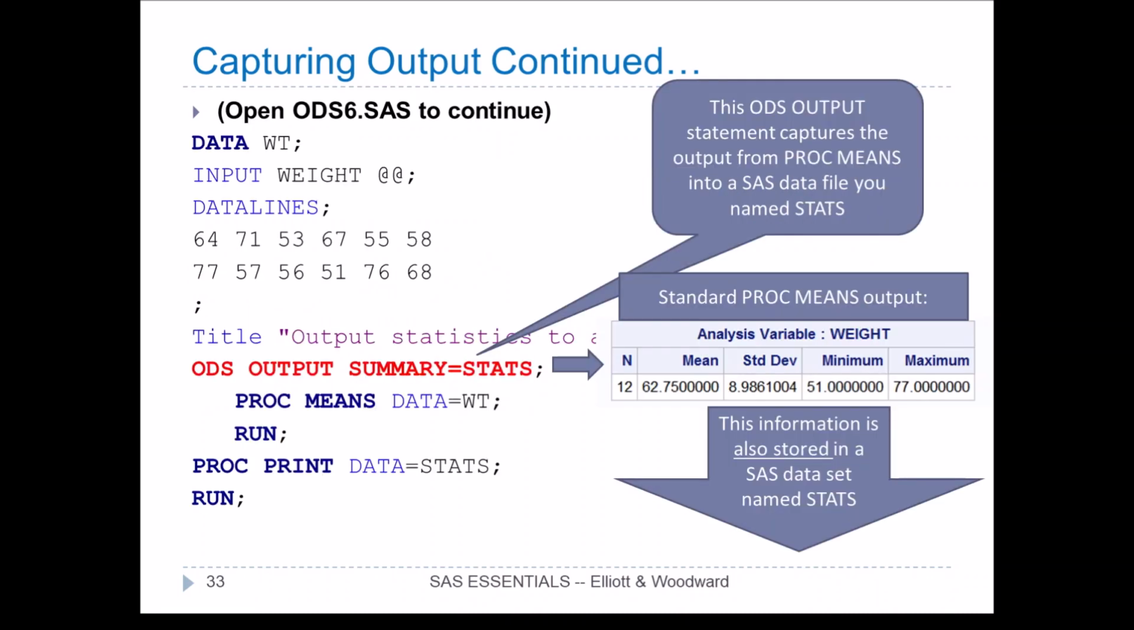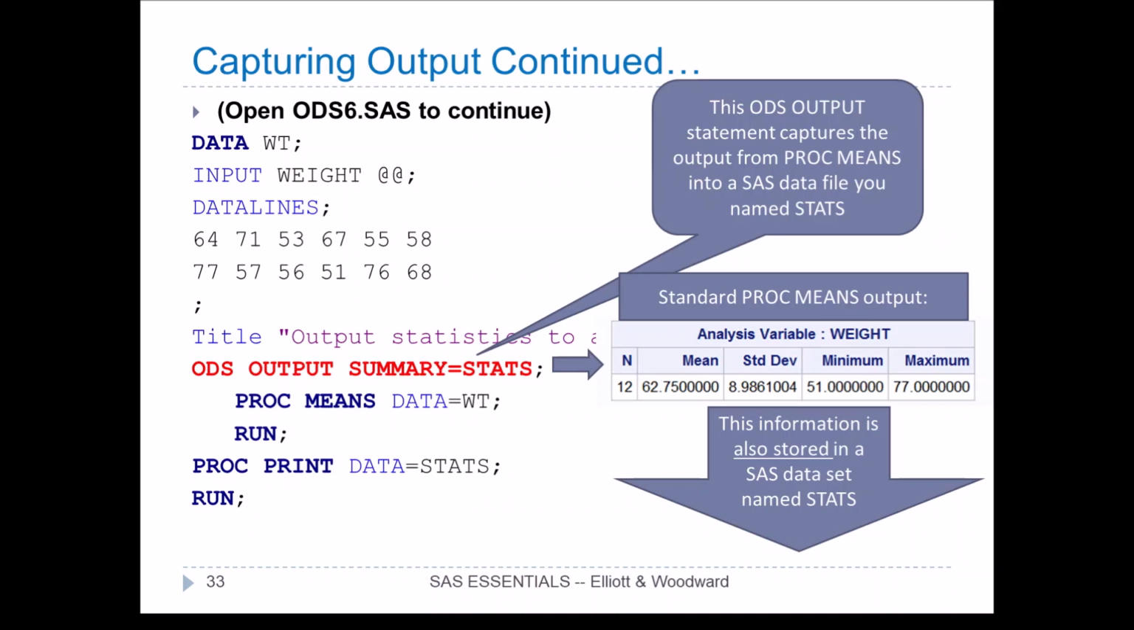So I'm going to use that information, open up ods6, and again we have the data set weight. And in this case, I'm going to create a file. So before I do the proc means again, I'm going to say ODS output summary equals stats. And remember, summary is the name of the table it creates, and stats now is the name of the table I want it to write that information as a data set. So summary is the visual data we see on the screen, but stats is going to actually be saved in a data set.